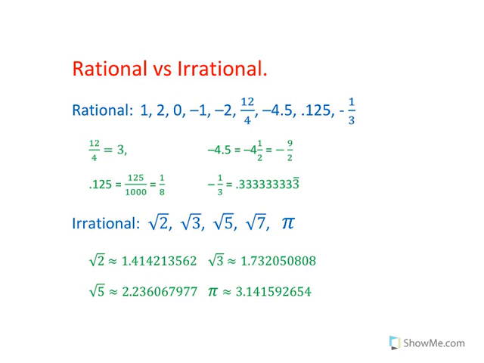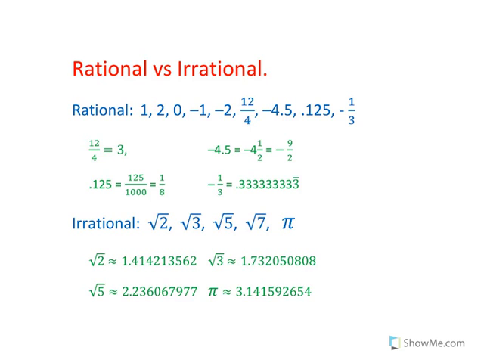So you can see that all the rational numbers, 12 over 4, when you divide 4 into 12, it equals 3. It terminates. It ends. -4.5, or -9/2. It's a fraction. If you divide 2 into 9, it goes in 4.5 times. It terminates. 1/8 if you reduce the fraction 125 thousandths. -1/3 does not terminate. This is called a repeating fraction, a repeating decimal, 0.3333. It goes on forever. I put a bar over the last digit.